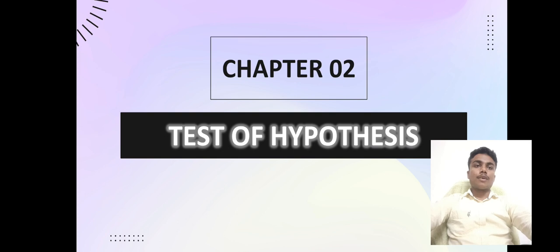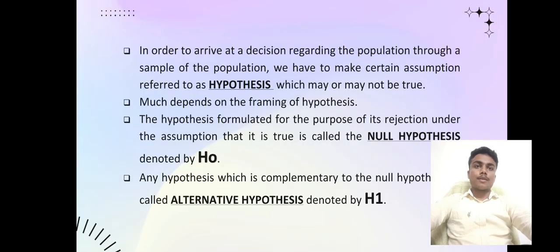Chapter 2, Test of Hypothesis. In order to arrive at a decision regarding the population through a sample of the population, we have to make certain assumptions referred to as hypotheses, which may or may not be true. Much depends on the framing of the hypothesis. The hypothesis formulated for the purpose of its rejection under the assumption that it is true is called the null hypothesis, denoted by H0. Any hypothesis which is complementary to the null hypothesis is called the alternative hypothesis, denoted by H1.